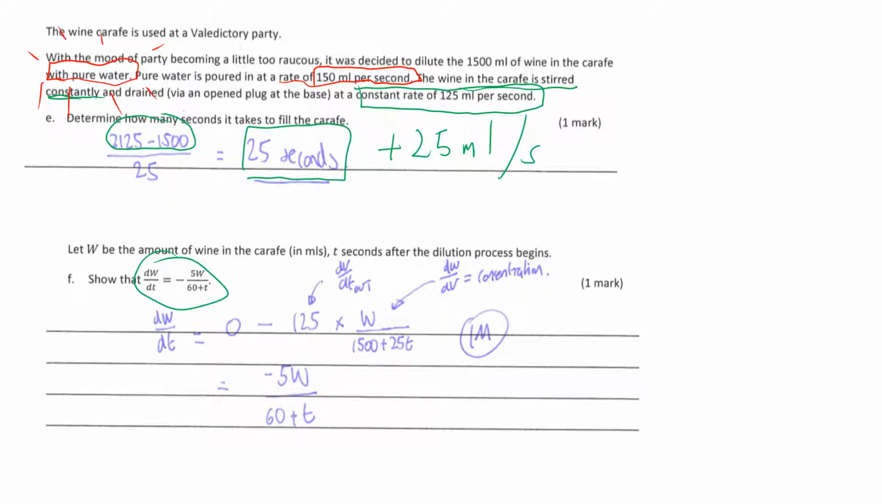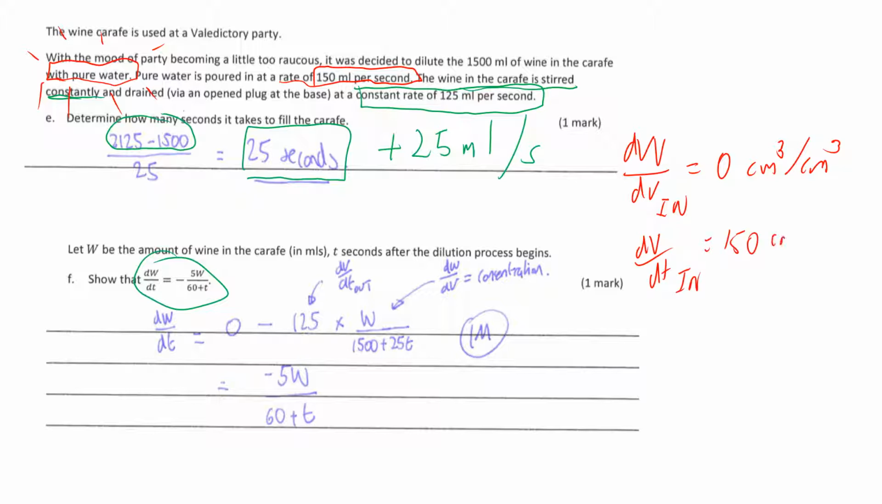that enters the tank. So the concentration of W with respect to volume coming in is 0 cubic centimeters per cubic centimeter. Now the rate of flow coming in, we're told, is 150 centimeters cubed per second. When I multiply the two via the chain rule, what do I get? I get a rate of change of W with respect to time coming in, and that will be equal to 0 times 150. It'll be equal to 0 centimeters cubed per second. Okay, there it is there.